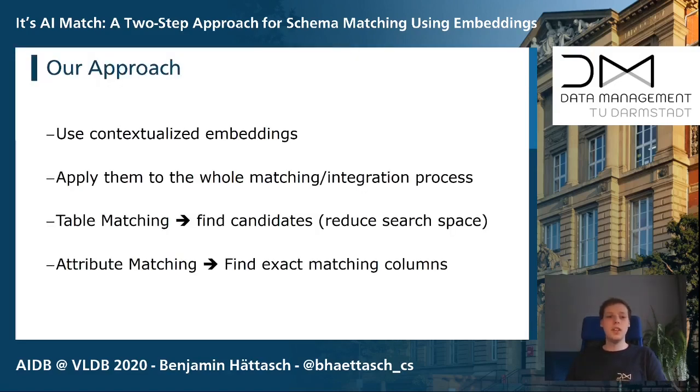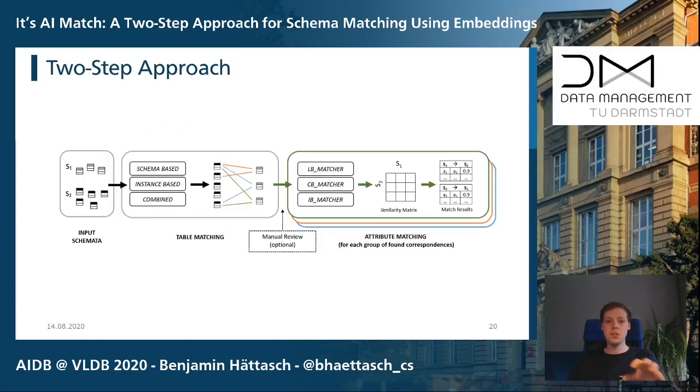Our approach now takes those new contextualized embeddings and applies them to the whole matching and integration process. So we use those embeddings on all the different possible matching levels. We first do table matching to find possible correspondences between two tables and reduce the search space, and afterwards do attribute matching to find the exact matching columns. So this shows our general approach. In both of those matching steps, we can apply different matching strategies, for example using schema or instance information, which we all evaluated in the paper. And depending on the exact matching problem, the size of the schemata, etc., a manual review can be done between the steps, but also, of course, afterwards.